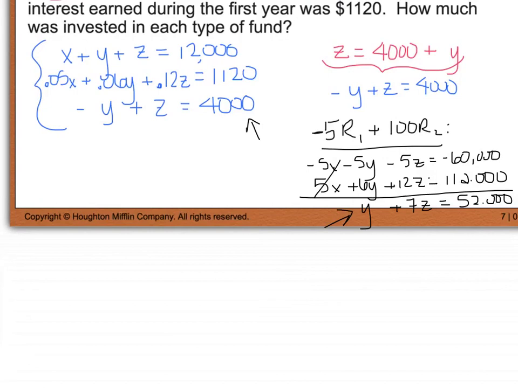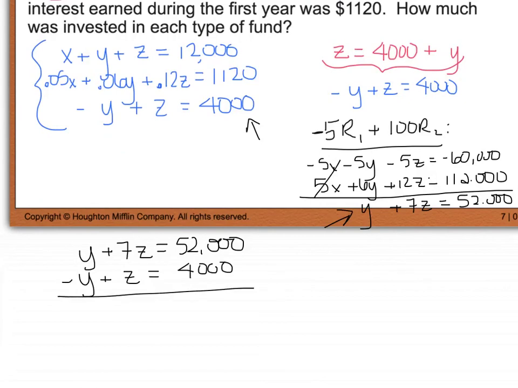So I have y plus 7z equals 52,000 and negative y plus z equals 4,000. We add these together, y's cancel out. 8z is equal to 56,000, which tells me then that z is equal to $7,000.